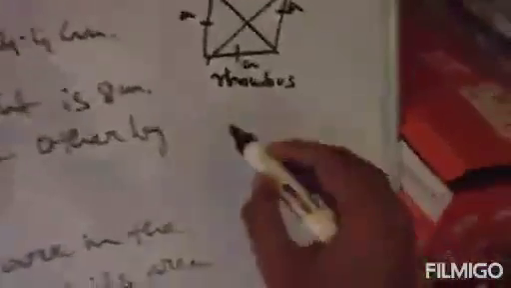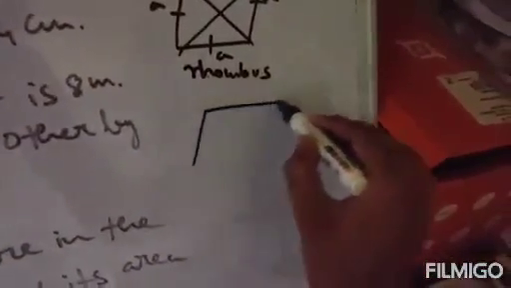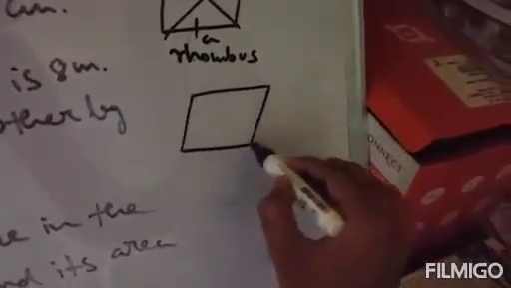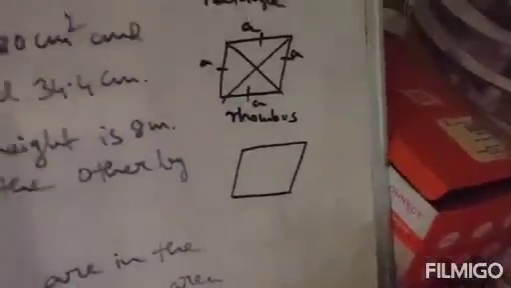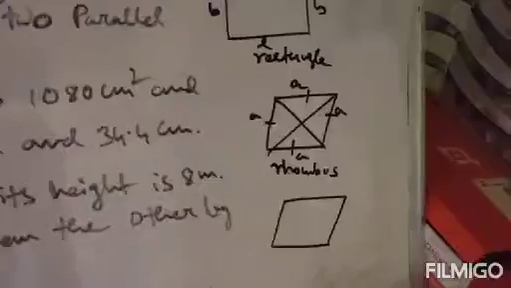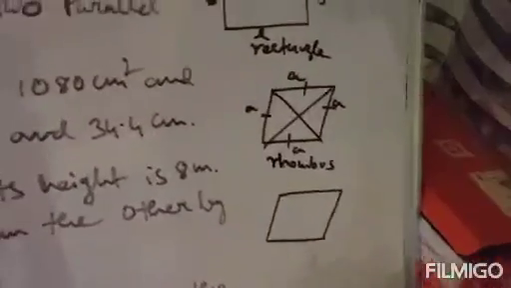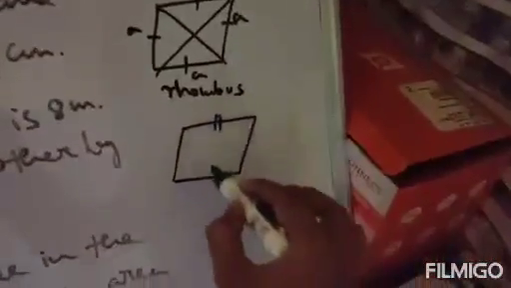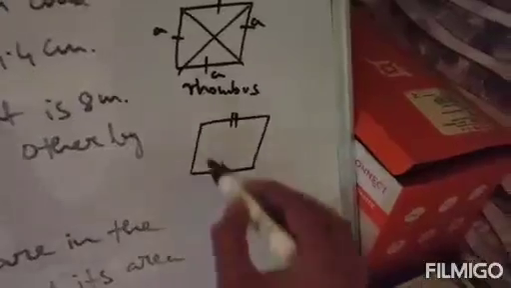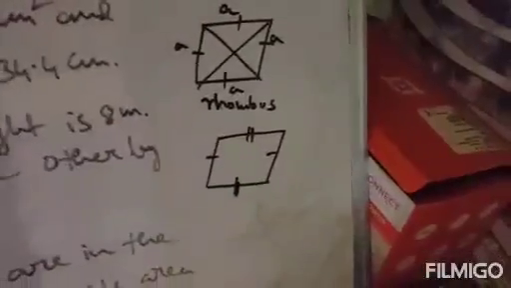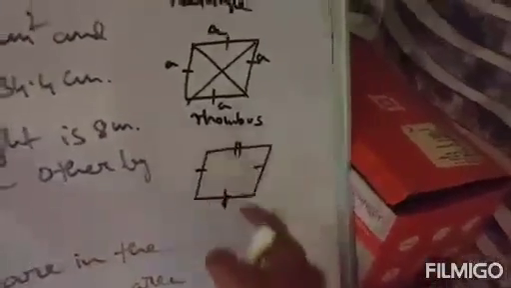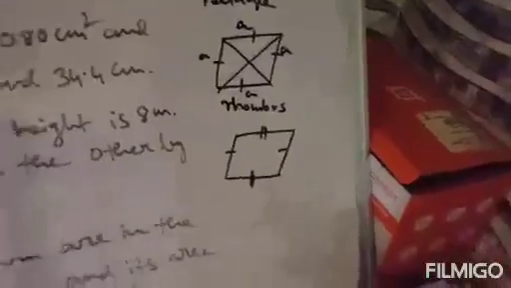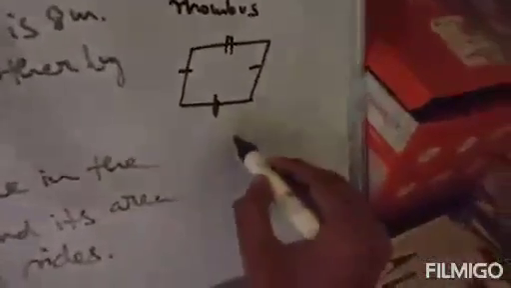Next one is the parallelogram. A parallelogram means its opposite sides are parallel. It is a quadrilateral whose opposite sides are parallel. That means these are the opposite sides, so this is parallel and these are the opposite sides, so these are parallel. Clear? So opposite sides are parallel. That is your parallelogram. Next one is the circle.